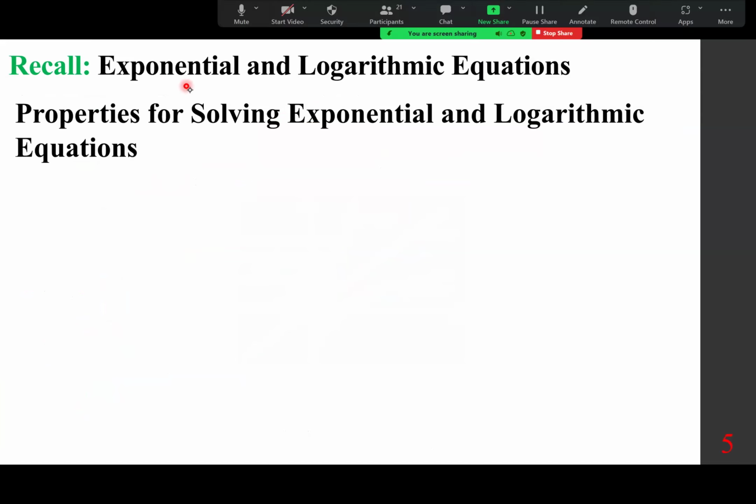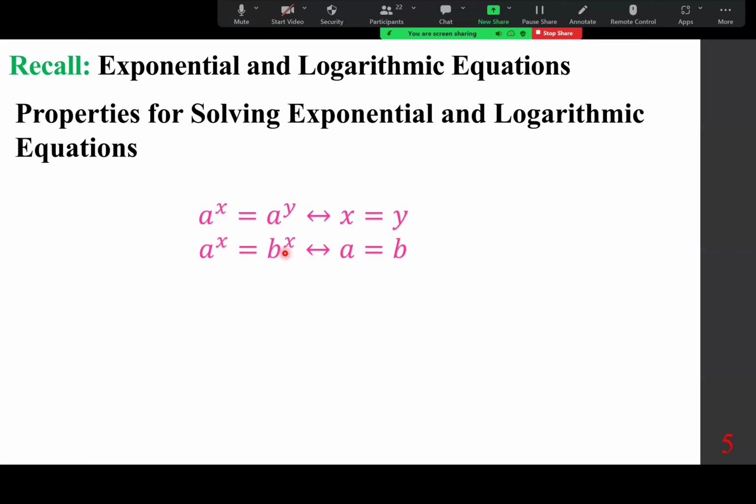Exponential and logarithmic equations. Properties for solving them: if a to the power of x equals a to the power of y, because they have the same base, they must have the same exponent. x must be equal to y.